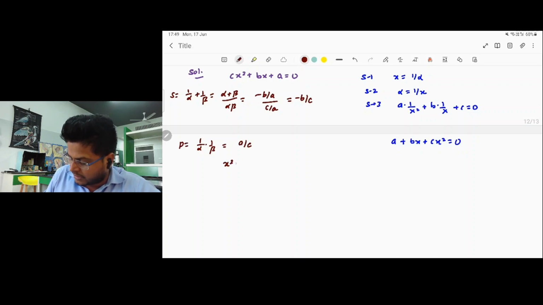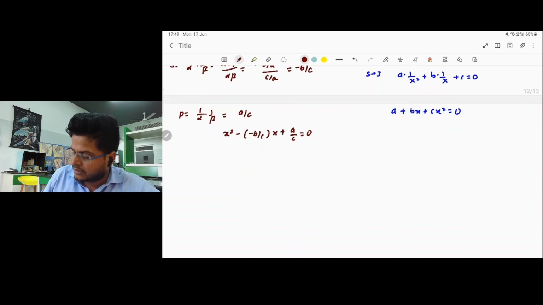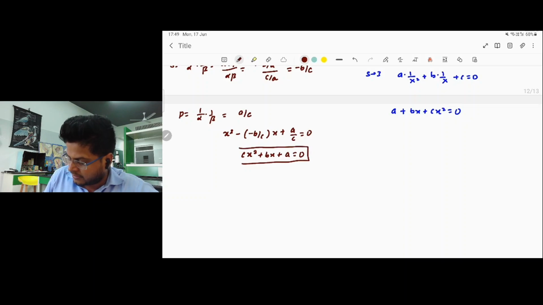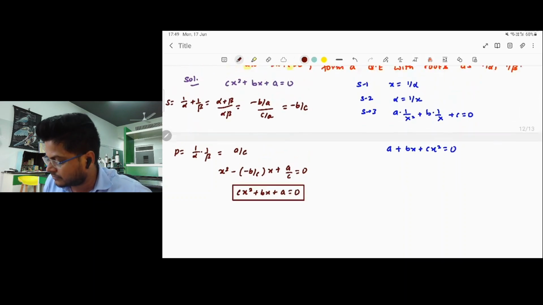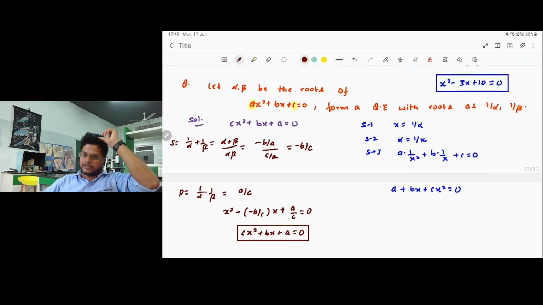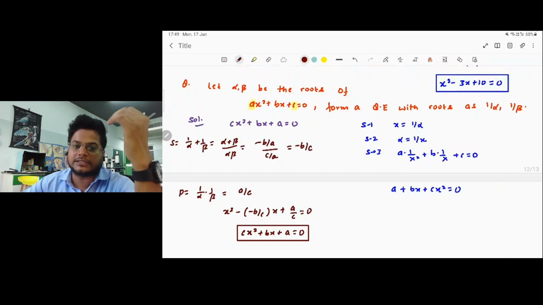So the quadratic is x square minus the sum of the roots, which is minus b by c, times x, plus the product, which is a by c, equals 0. We can multiply with c. So we got cx square plus bx plus a equals 0. Now see here, I hope you can see that from both the sides we're getting the same answer.